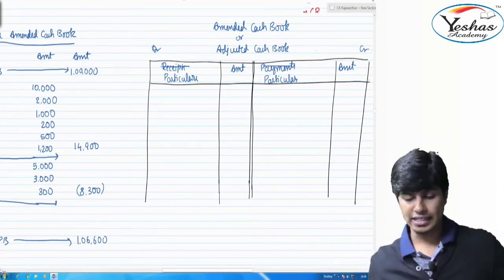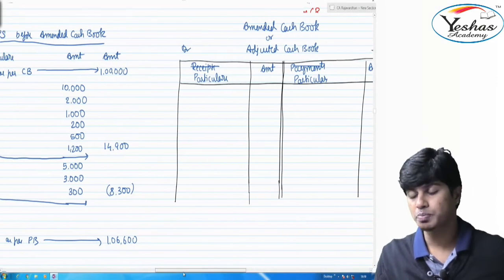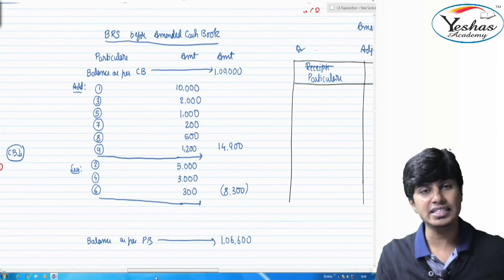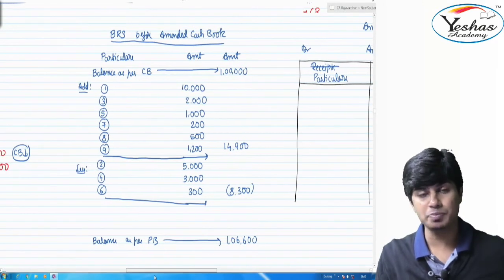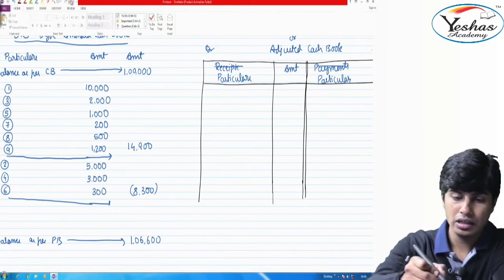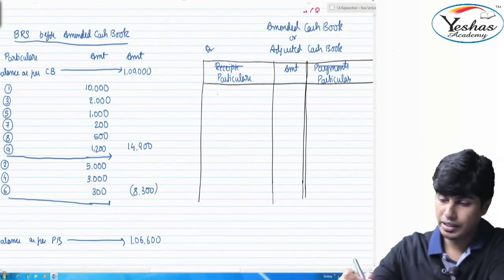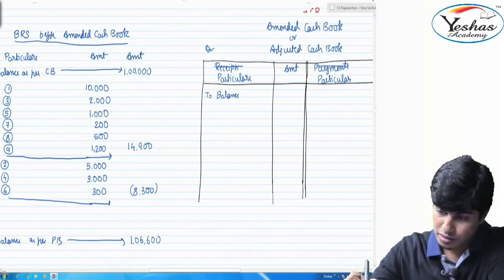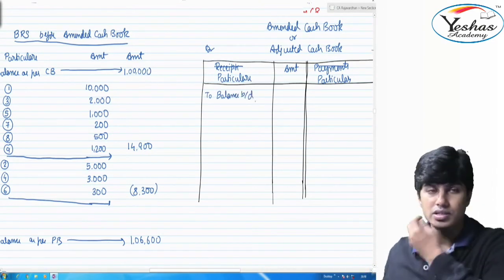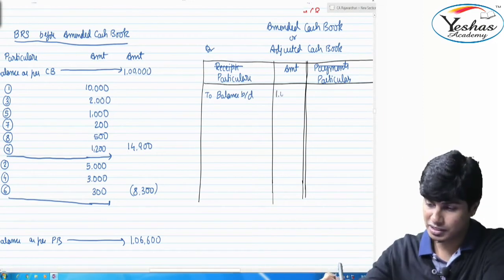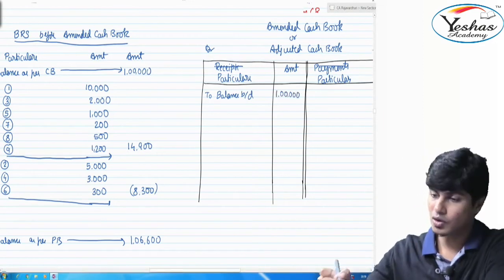Let's get started. So what we do with respect to amended cash book or adjusted cash book is we basically start with the balances per cash book. How much is the balances per cash book? 1 lakh. I will write to balance brought down. Sir, why are you writing on the debit side? Asset debit side, no opening balance. You remember our discussion? We've discussed this long ago.